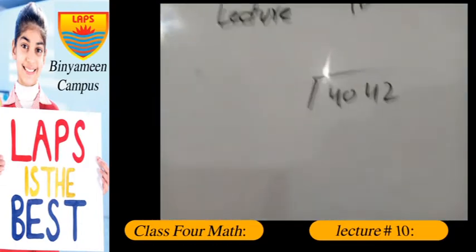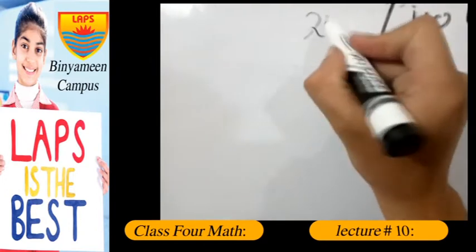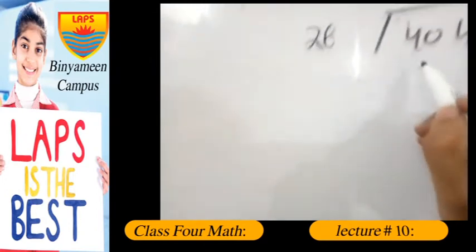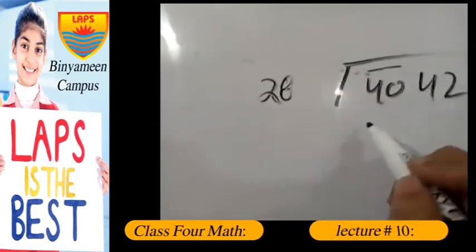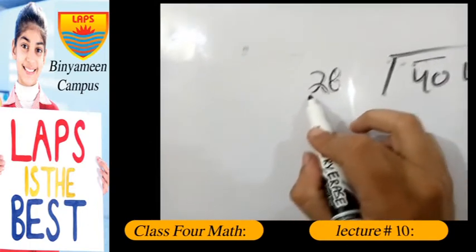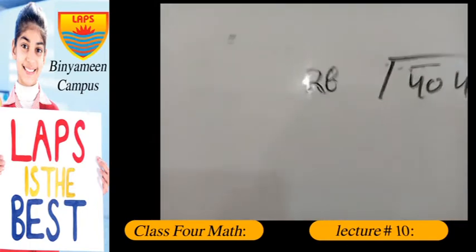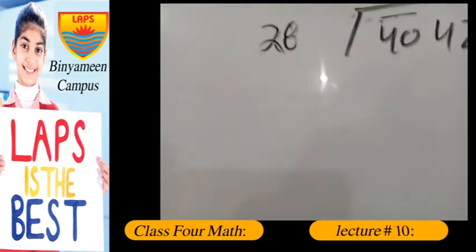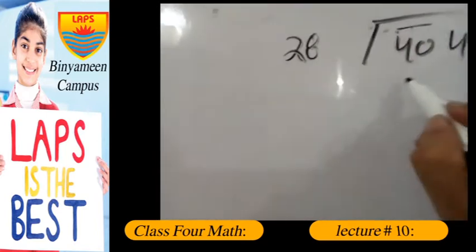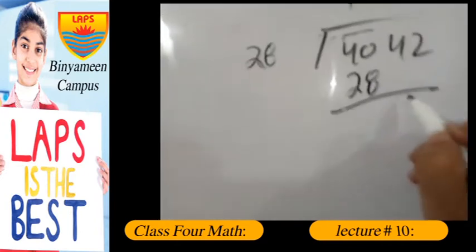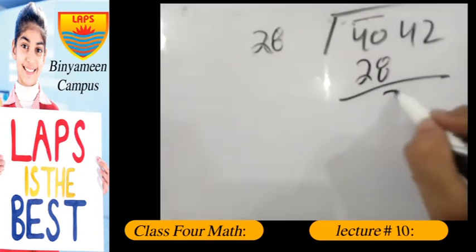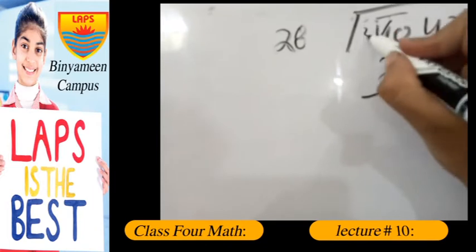The problem here says we have to divide 4042 by 28. The first number here is 40, and if we multiply 28 by 2, or double the number, we get 56, which is actually bigger than 40. So we have to use 28 ones. 28 ones are 28, and we will get the answer 12.